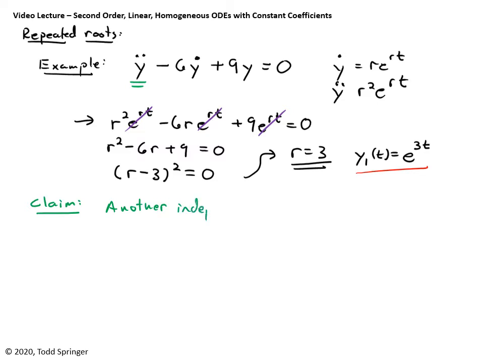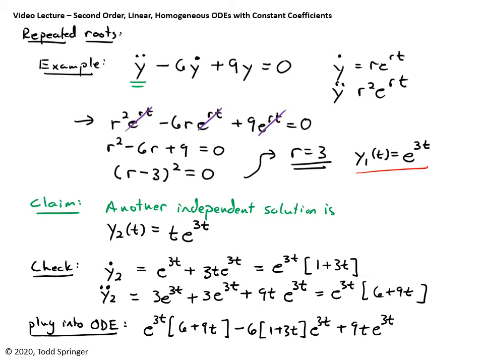is the same one, except you multiply by a t. So another independent solution is y2 of t is equal to t e to the 3t. Okay, so it's independent of the previous one because it's not multiplied by a constant, it's multiplied by t. And now I will demonstrate that this does solve the ODE. And so let me do that kind of quickly.